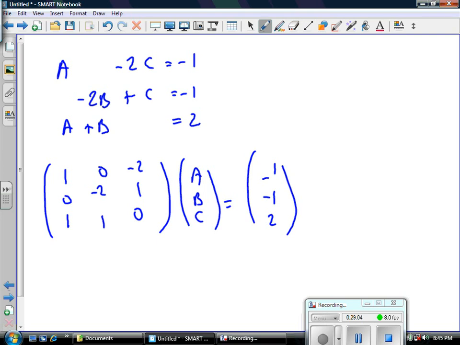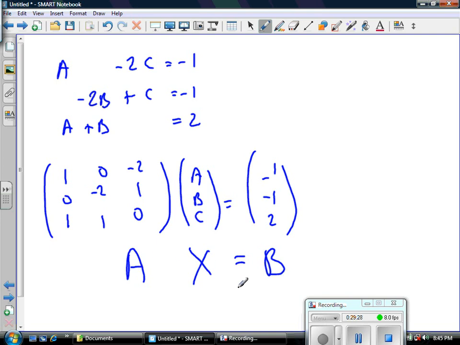Now, what does this mean? This means I'm solving a matrix of known numbers times an unknown equals some other matrix of known numbers. Now, forget that it's a matrix for a second. If I said AX equals B, and it's just plain numbers, how do you get X alone?